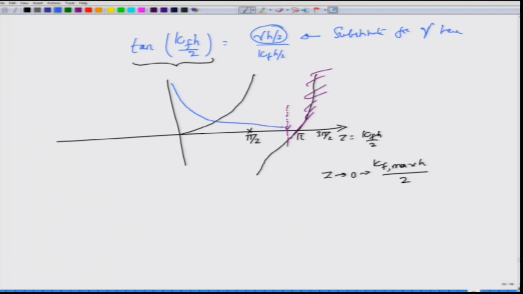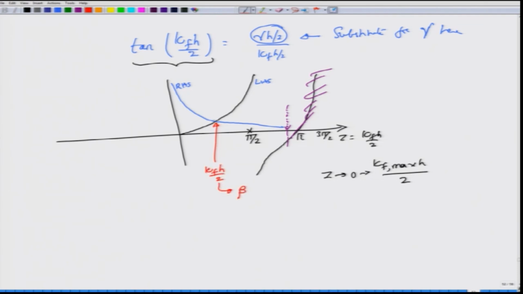Of course, the rate at which this falls depends on what values of n1, n2 and lambda you have taken, but no matter what, it starts high and then goes down to 0. It is clear that the right hand side and the left hand side have to cross at a particular point, and this crossing point is the solution, the corresponding value of kappa f h by 2, from which you can easily find the propagation constant beta.